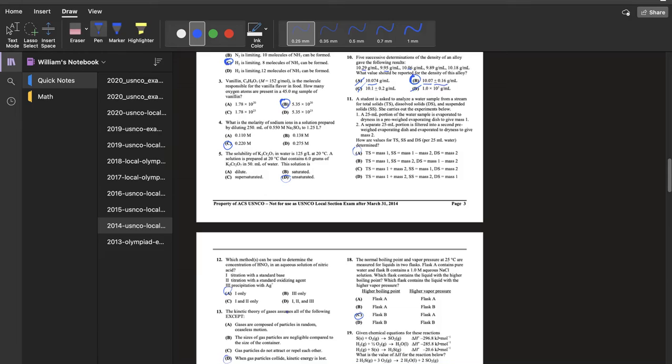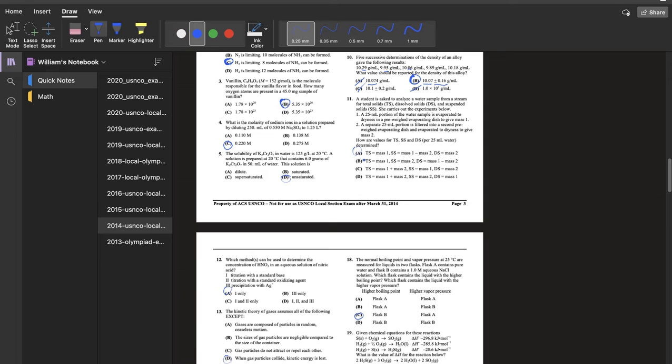Can walk through. This is 11 through 20. For number 11, you're running this procedure where you have this sample that has dissolved solids and suspended solids. Total solid is not a different kind of solid. It just means the totality of the dissolved and the suspended solids.